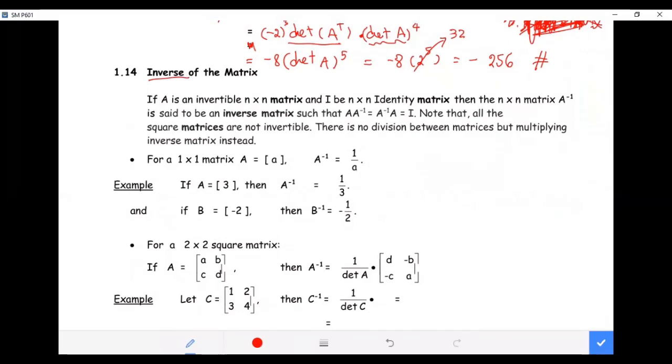So what is the method, and why do we have to do it? I just talked to you about invertible, no divisions, and so on. Maybe you just go with the example. If you have a 1 times 1 matrix A, then the inverse of matrix A is just 1 over A. So easy, right? This one is so easy.